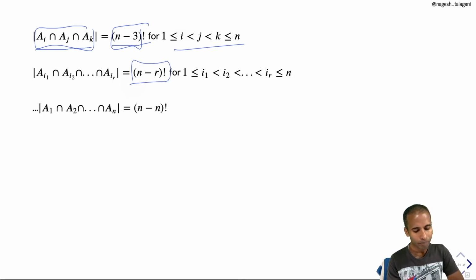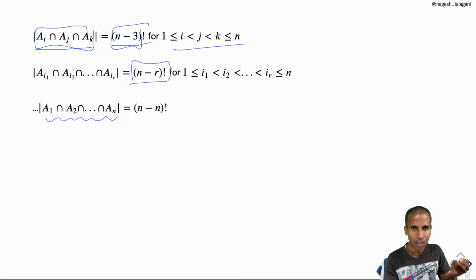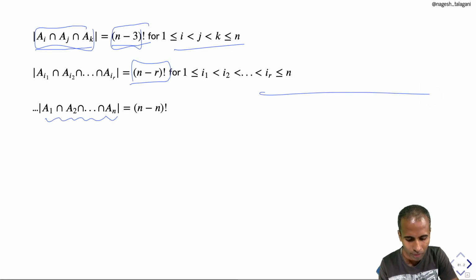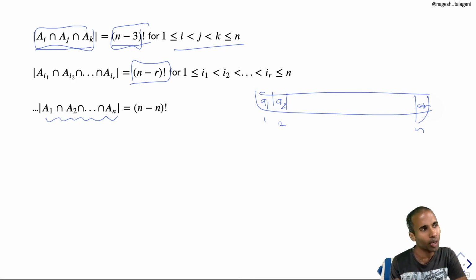And in the same way, the number of elements in A1 ∩ A2 ∩ ... ∩ An, which means permutations in which the first object is fixed, the second object is fixed, and so on, the nth object is fixed. That means it's like 1, 2, ..., n. Everything is fixed, so there is only one such permutation. The answer should be 1. That's why we are writing (n-n)!, which is 0!, whose value is anyway 1. It makes sense.